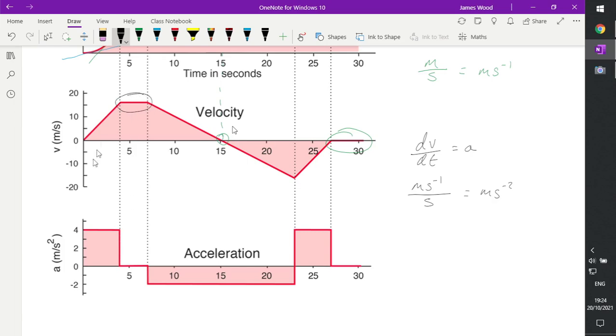In this section here, the velocity doesn't change. So the gradient is 0, so the acceleration is 0. In this next bit, the gradient is negative. So this is a straight line going downwards, so the gradient is negative, which means the acceleration is negative. Then it goes back up, so we've got a positive acceleration. And then at the end, it doesn't change, so we've got a 0 acceleration.